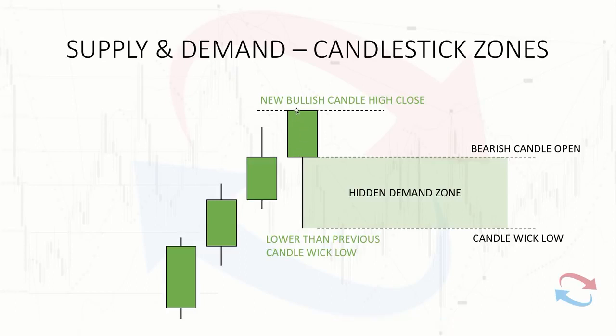But pretty much the premise of this candle, whatever you call it, is where you have a bullish candle that actually goes below the low of the previous candle, right, in the wick, and it goes below the wick low of the previous candle, but closes above the wick high of the previous candle, right? Now, why is this hidden demand?